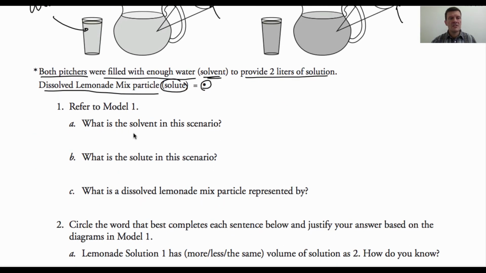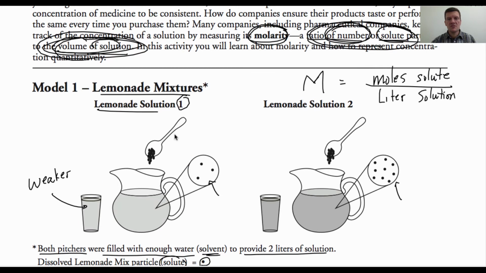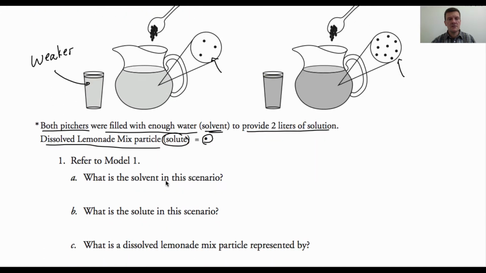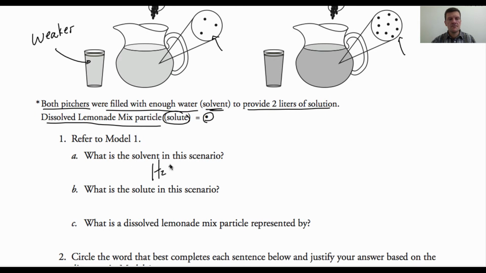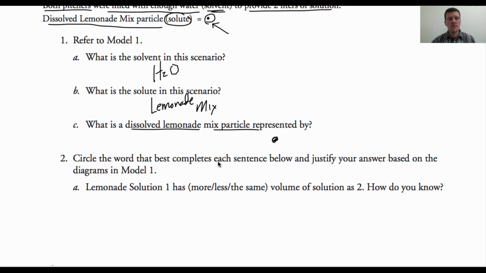Alright, what is the solvent in this scenario? In this scenario, the solvent is going to be our water. The solute is going to be the lemonade mix. And what is a dissolved lemonade mix particle represented by? That is the dot that we see right there.